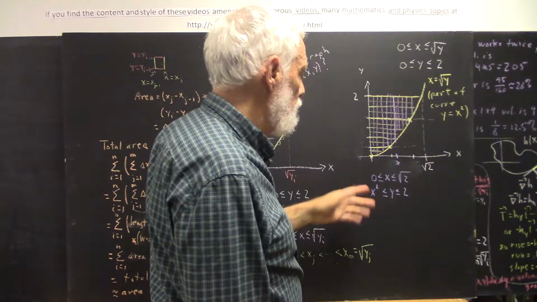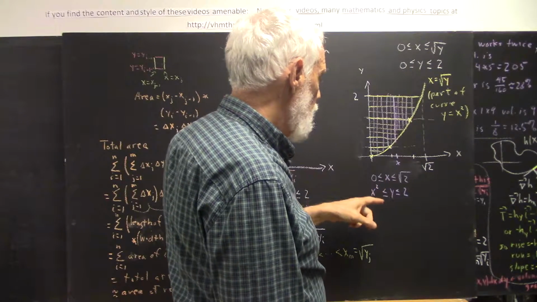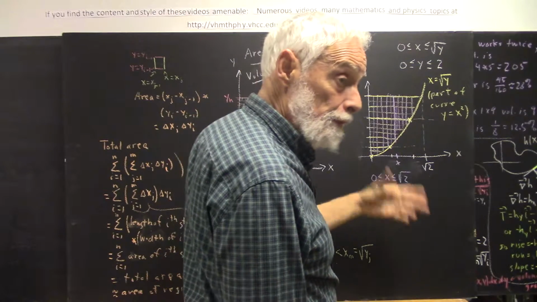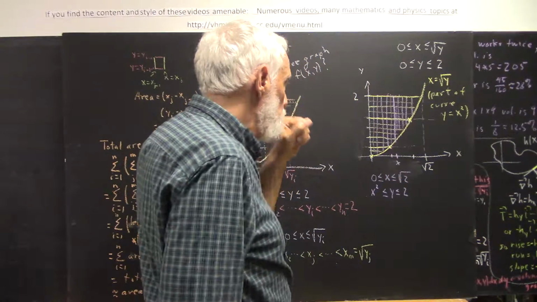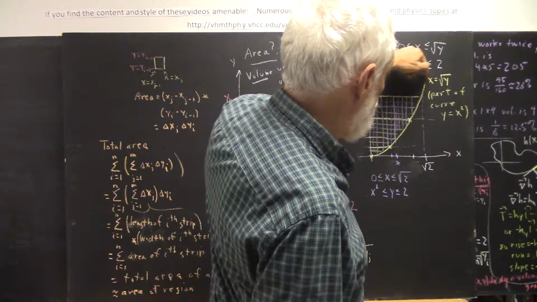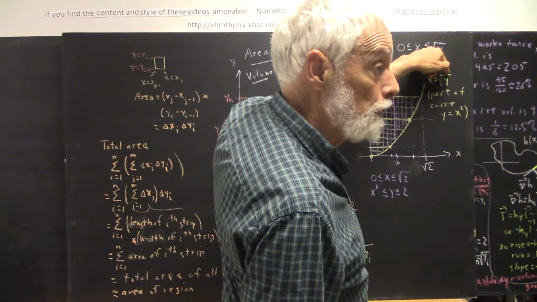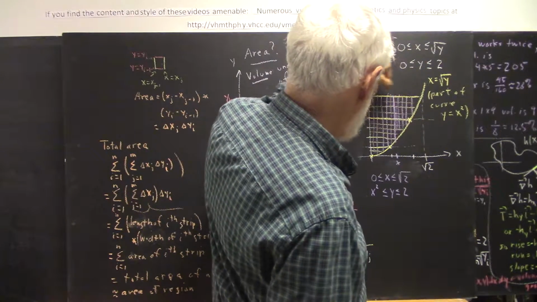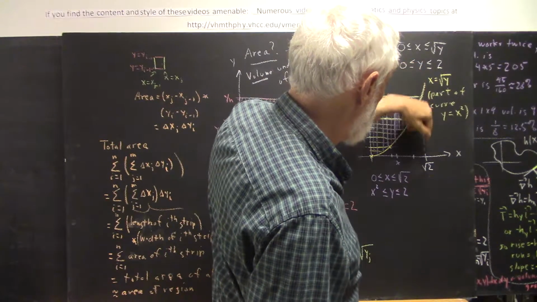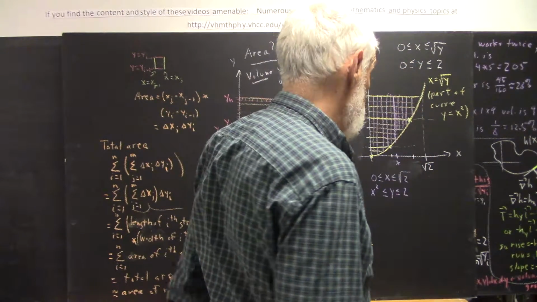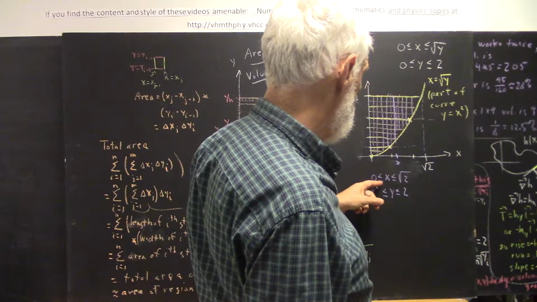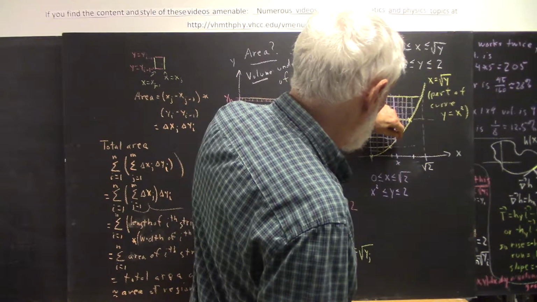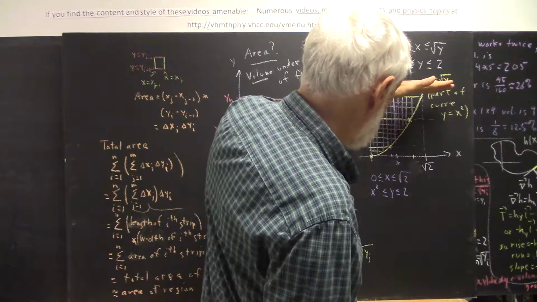We could equally well describe this region in terms of x going from 0 to the square root of 2 and y having limits that depend on x. If y is 2, then x equals square root of y, square root of 2 will be the limit, the end of this segment, so that the maximum possible value of y being 2, the maximum possible value of x would be square root of 2. So this region is 0 ≤ x ≤ square root of 2, but for every value of x, y goes from this curve up to this straight line.